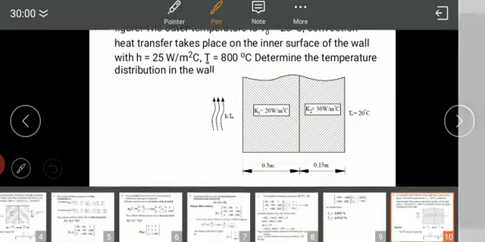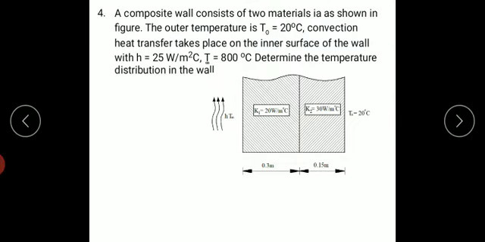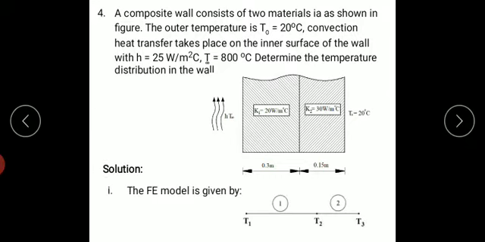Here the K1 value is 20 watt per meter degree Kelvin, K2 is 30 watt per meter degree Kelvin. Width of the first element, first layer is 0.3 meter, second layer is 0.15 meter. What is the first step? First step what you have to do is the FE model.